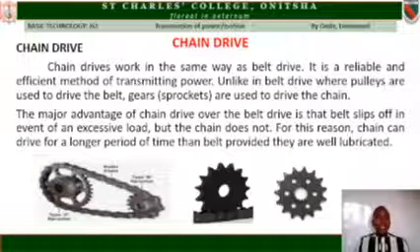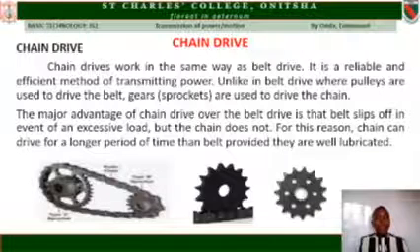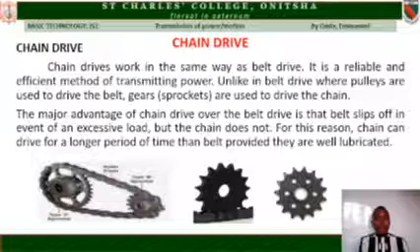The major advantage of chain drive over the belt drive is that a belt slips off in the event of an excessive load. When there is excessive load applied on the machine that is making use of a belt drive, the belt slips off. But the chain drive does not. For this reason, a chain can drive for a longer period of time than the belt drive when they are well lubricated. You can see the pictures of the sprockets and the chains and the rolling chains.